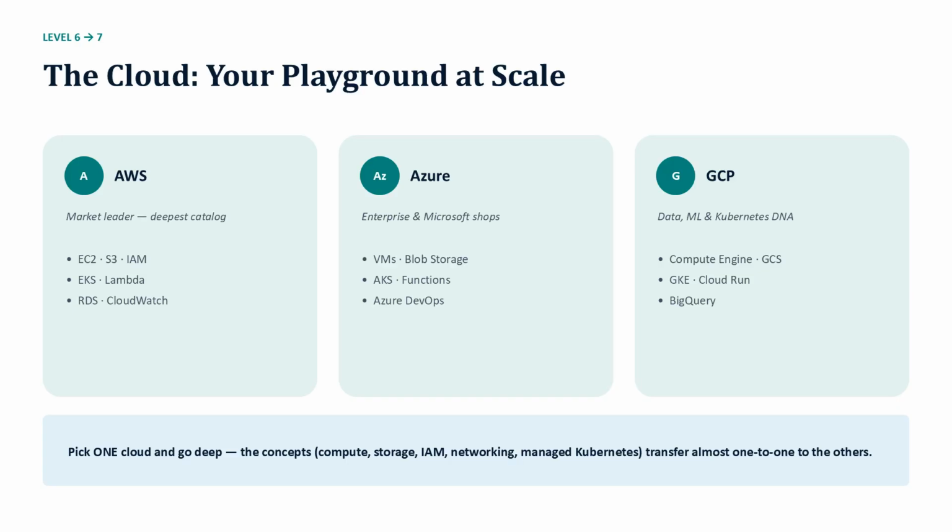GCP shines for data, machine learning, and anything Kubernetes. After all, Google invented it. Beginners always ask, which one should I learn? Here's the honest answer, it barely matters. Pick one. AWS is the safest bet for job listings, and go deep.